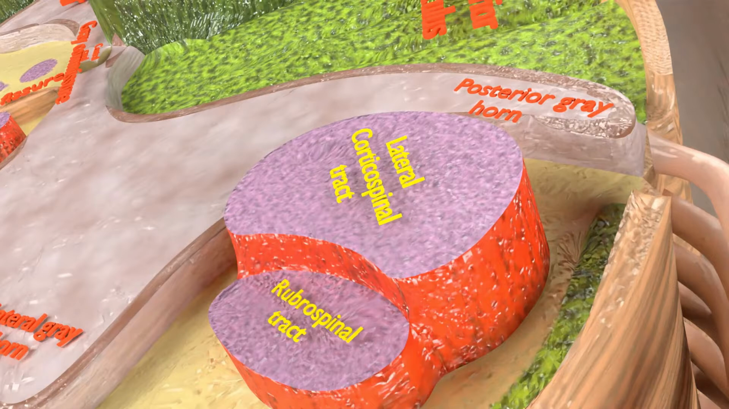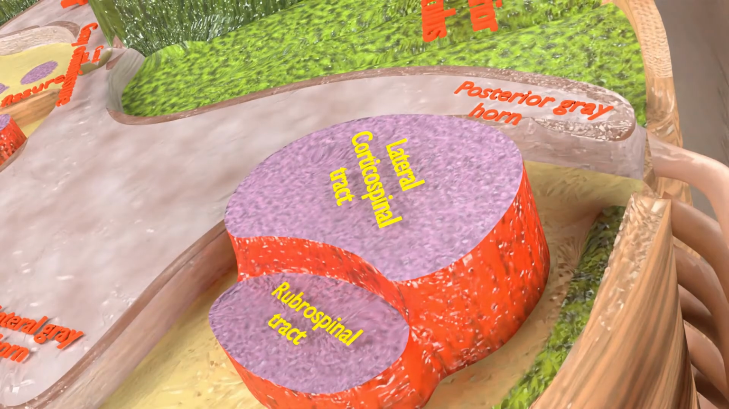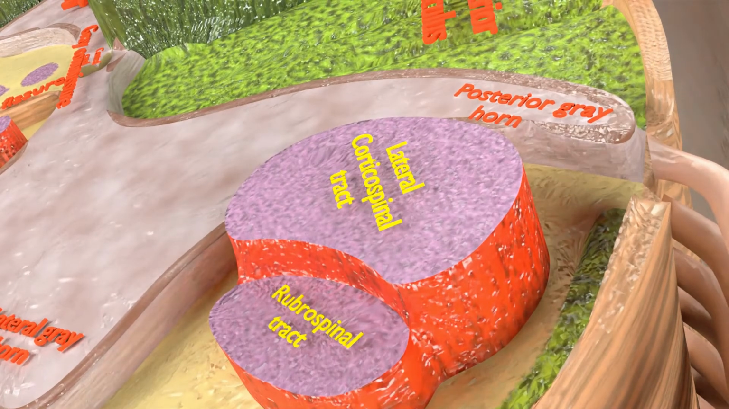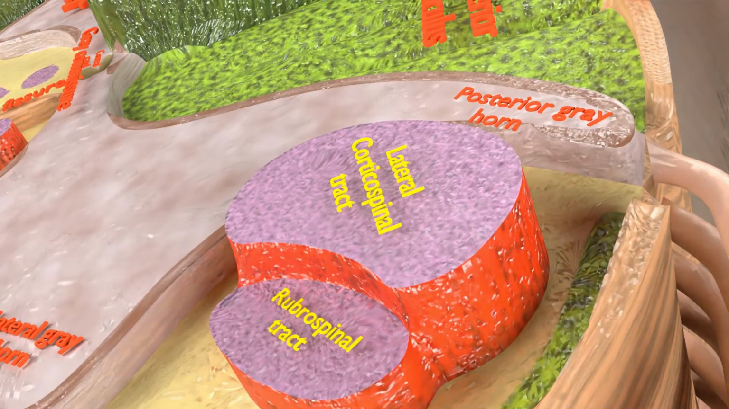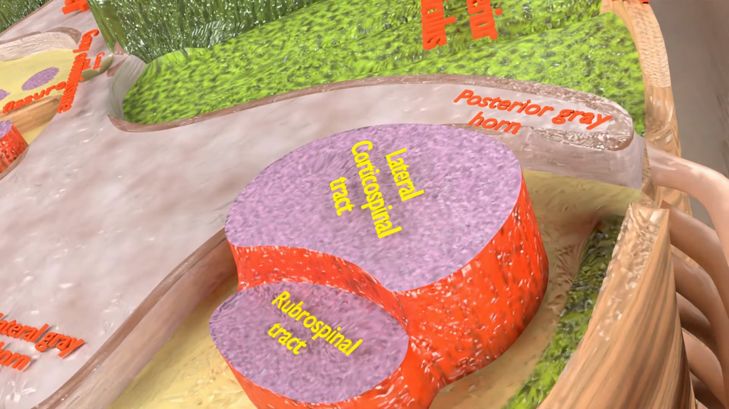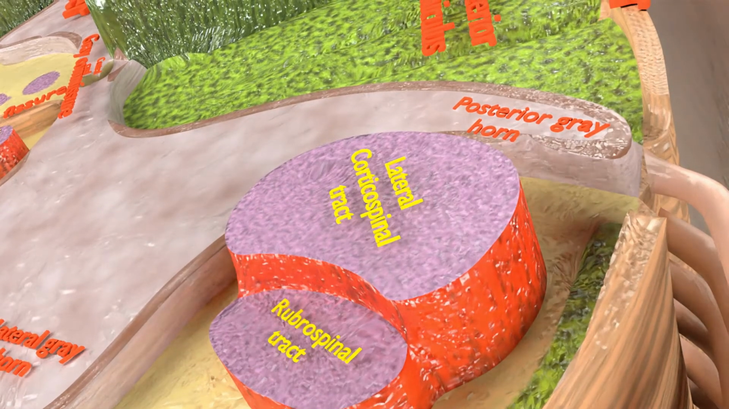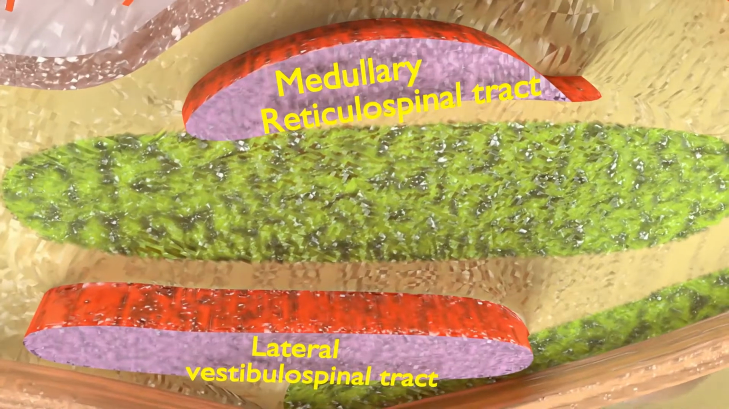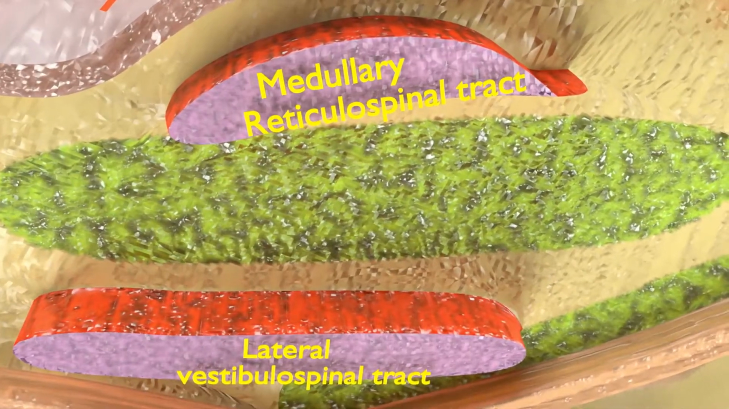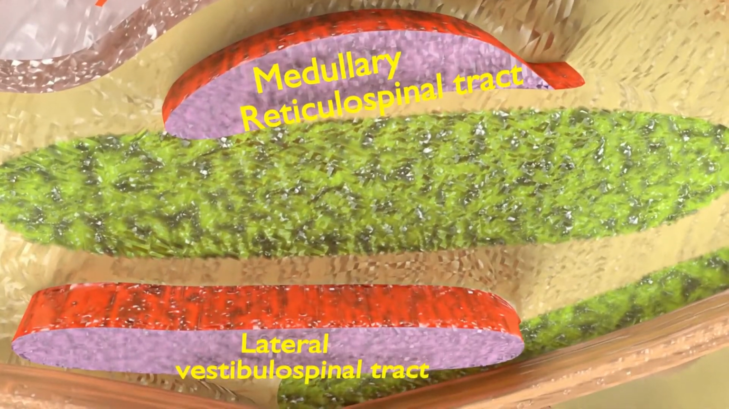Anterior and lateral corticospinal tracts convey skilled voluntary movements. Rubrospinal tract facilitates flexor and inhibits extensors. Vestibulospinal tract facilitates extensor and inhibits flexor.